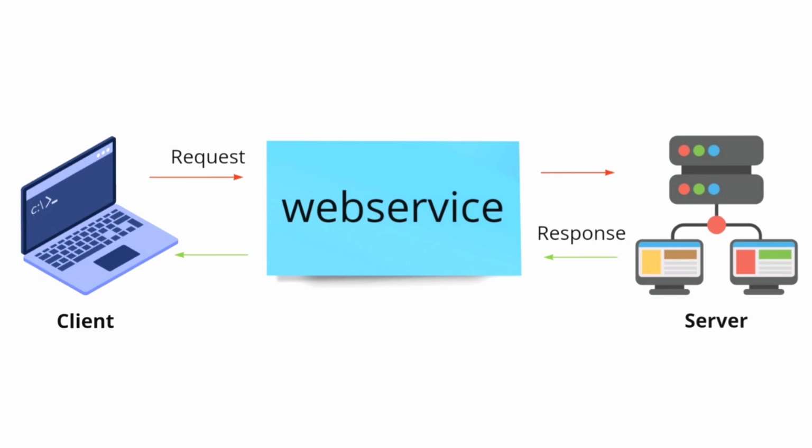Now let's understand the client and server architecture first in a nutshell. A client and server architecture includes two components. Number one is client and number two is server. A client could be anyone who requests the data.